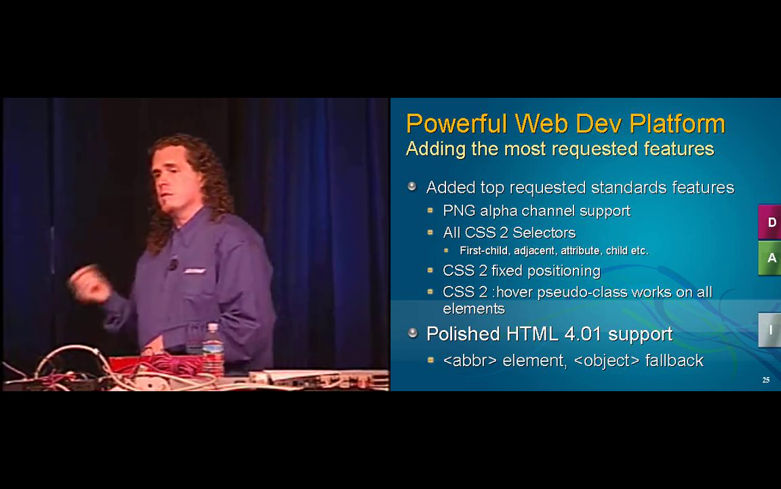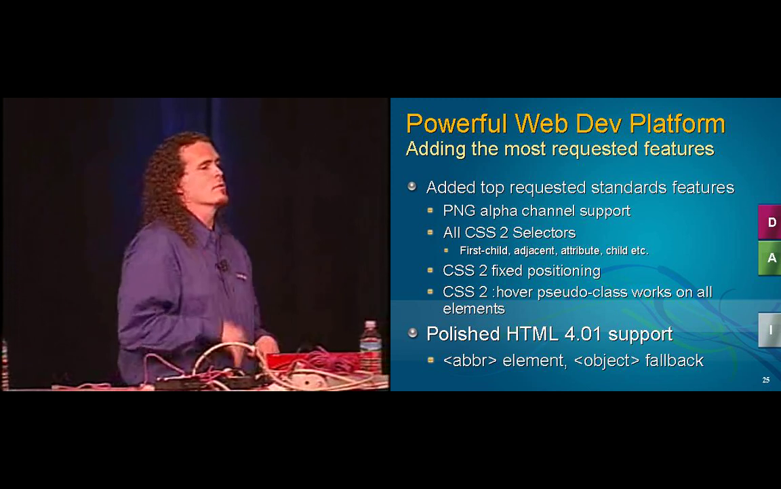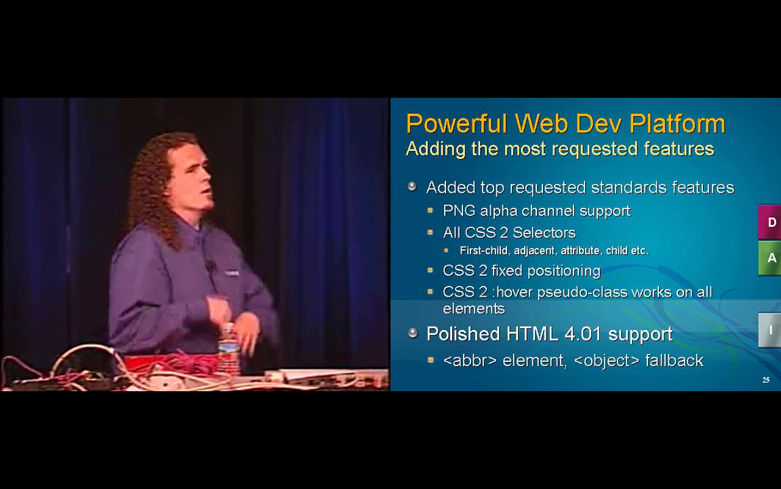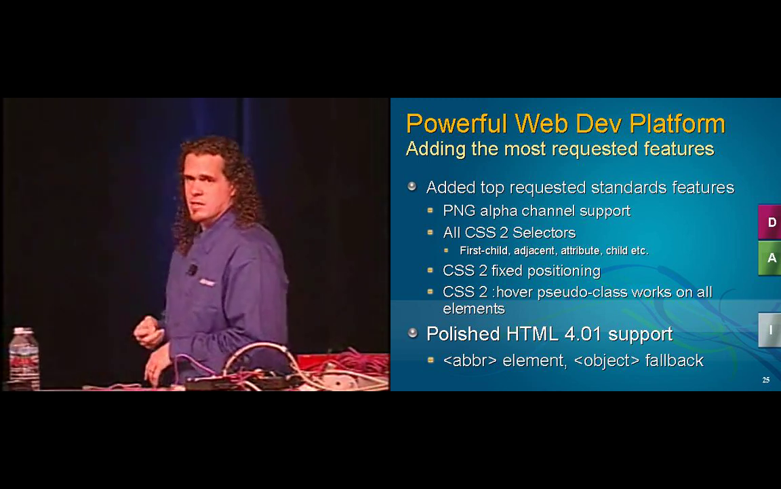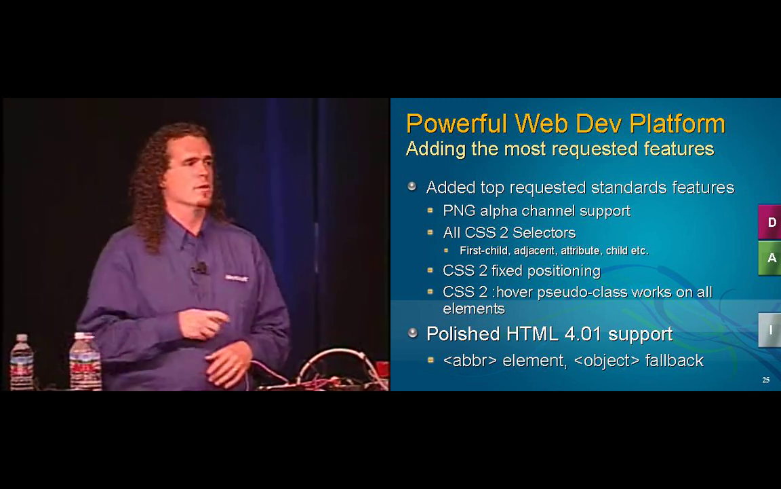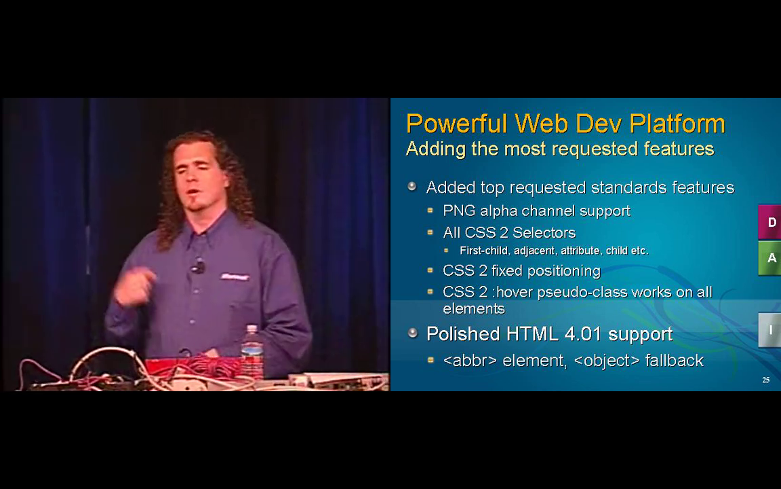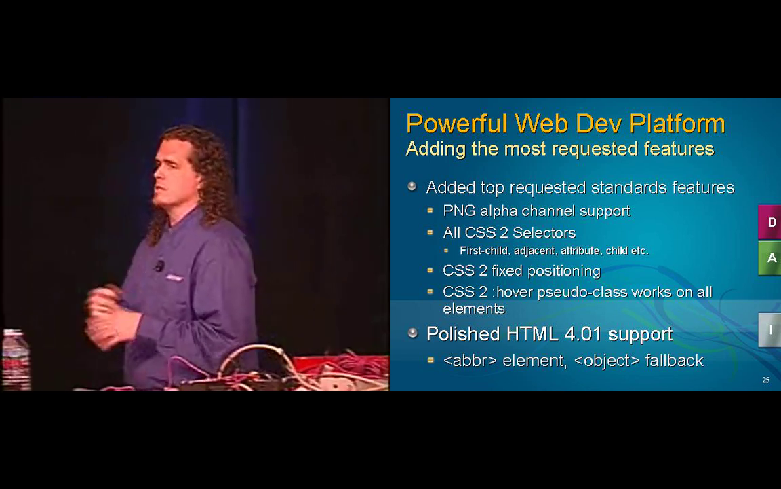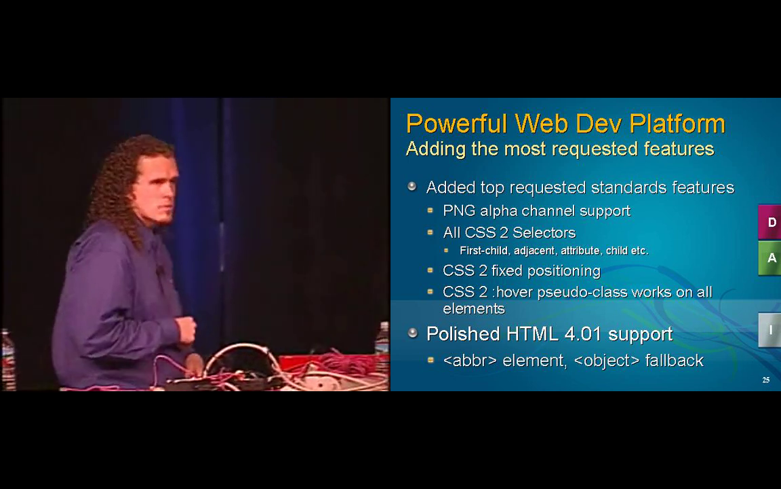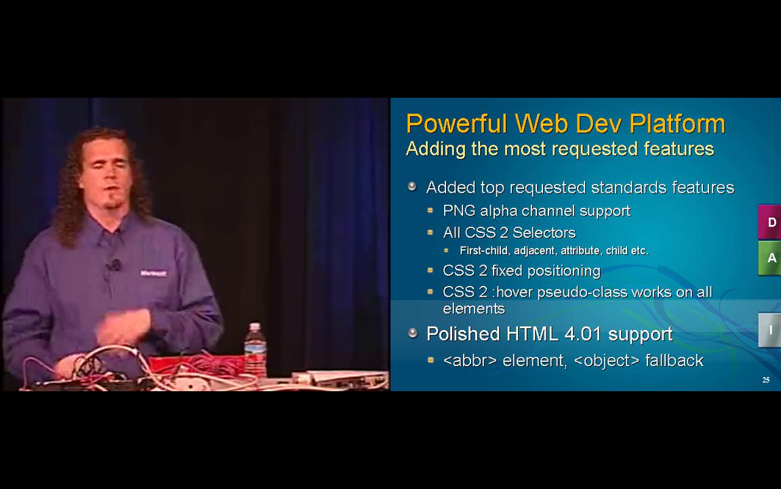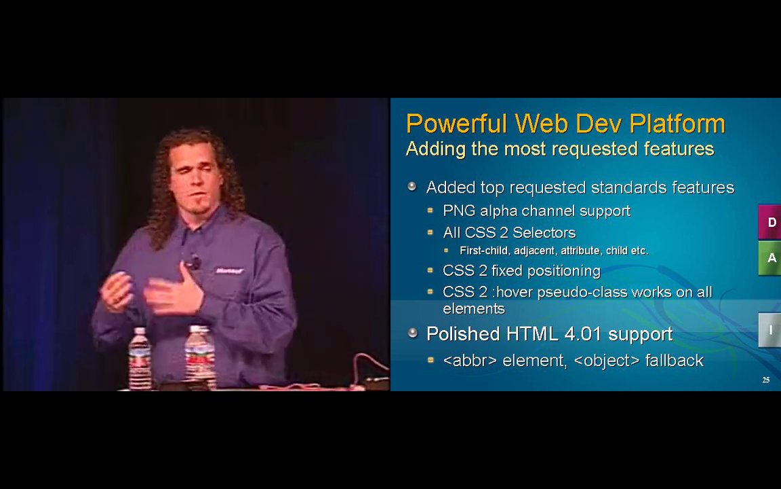We've added all of the selectors from CSS2, so attribute selectors, adjacent selectors, child selectors, first child, all of that stuff is in there. We've added fixed positioning from CSS2 as well, which is one of the top requested web developer features. We've made the hover pseudoclass work on all elements, so it's not restricted just to anchor tags. And finally, we've polished our HTML 4.01 support. We've added the abbreviation semantic element. We've made object fallback work.